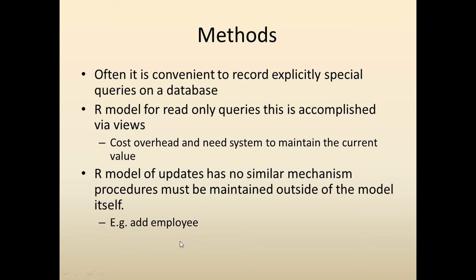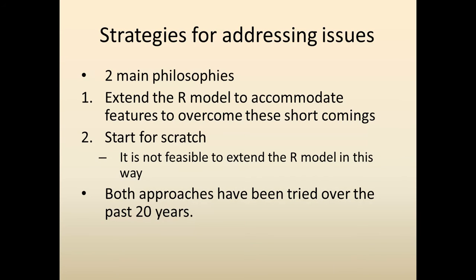Just for an example, add employee. Okay, add means address of the employee. Okay, and come to the strategies for addressing issues. There are two main philosophies in this. The first philosophy is extend the R model to accommodate features to overcome these shortcomings, and second is to start from scratch. It is not feasible to extend the R model in this way. So these both approaches have been tried over the past 20 years.